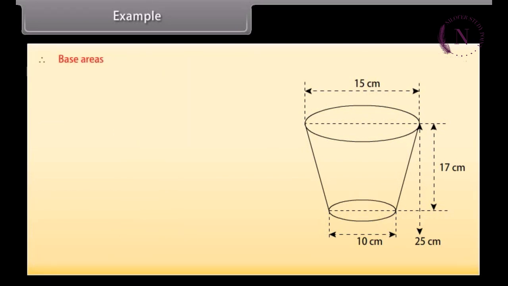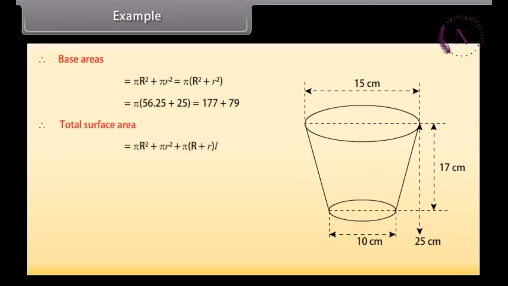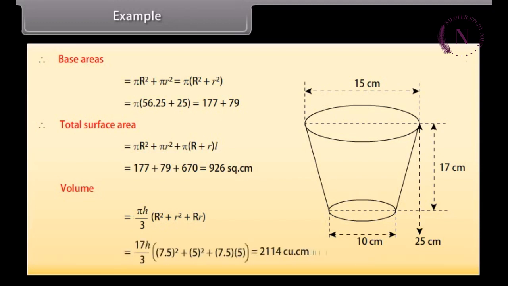Therefore, base area is equal to, this is equal to 177 plus 79. Therefore, total surface area is equal to, which gives us 926 square centimeter. Now we know that volume of the frustum of the cone is, substituting the values we get volume, which is equal to 2114 cubic centimeter.